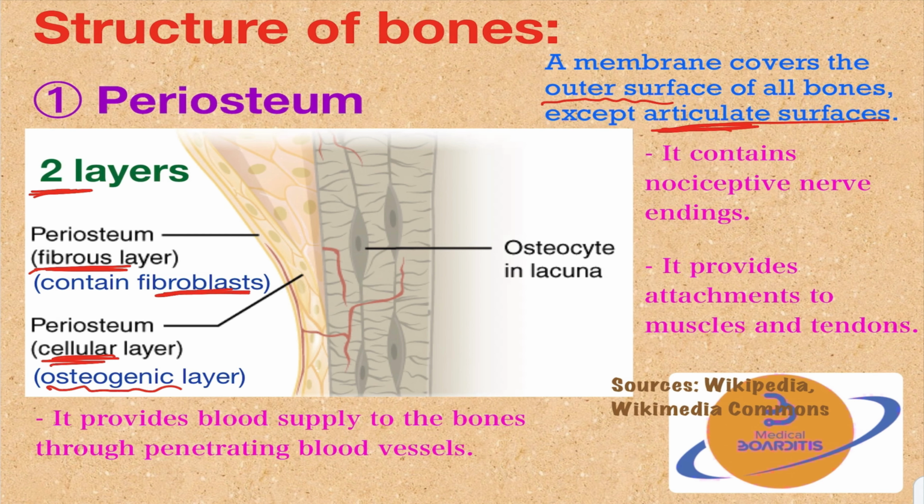Also, the periosteum contains nociceptive nerve endings. So when the periosteum is injured, we can feel pain. If there is a fracture or if there is injury to the bone, the pain you feel is because of these nociceptive nerve endings that supply the periosteum. Also, the periosteum provides attachment to muscles and tendons. Also, the periosteum provides the blood supply to the bones through penetrating blood vessels.